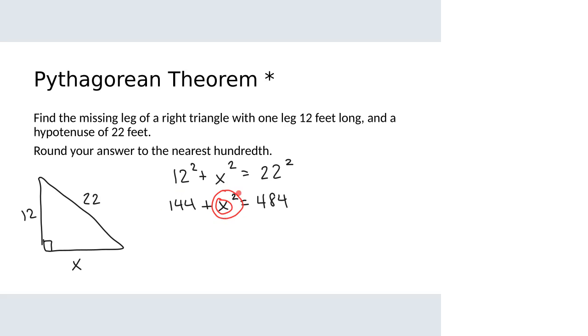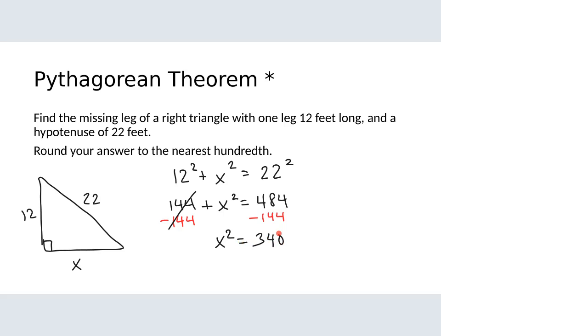So as I look at the left-hand side, I need to peel it from the outside in. I need to get rid of that 144 first. So we'll subtract 144 from the left and the right. On the left-hand side, those 144s cancel each other out, leaving an x squared. On the right-hand side, we subtract, and x squared is 340.